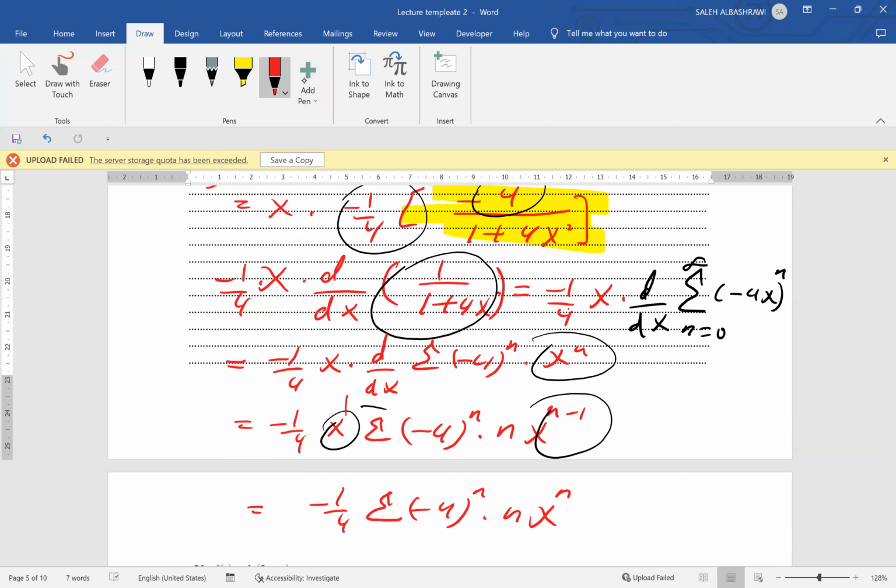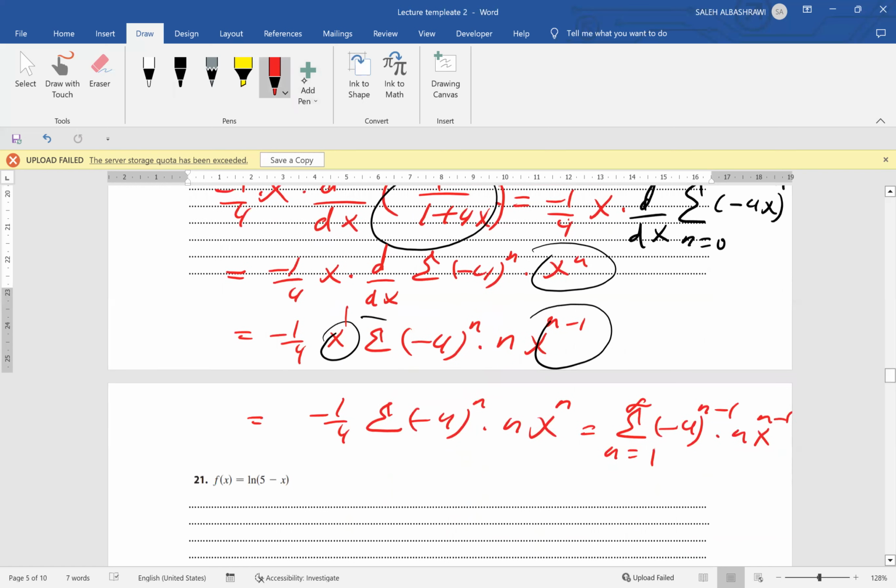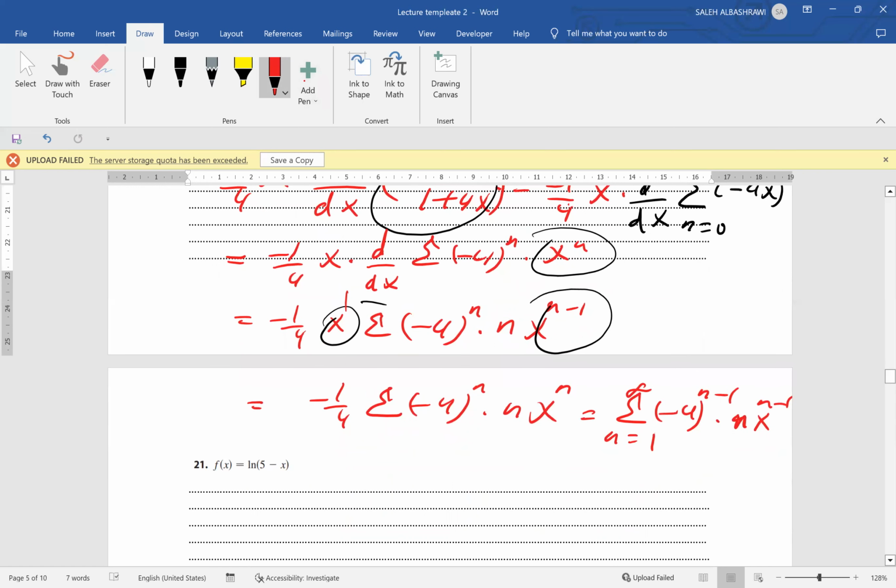We add the powers together, I will have x to the power n, or I can write it as minus 4 to the power n minus 1 times n times x to the power n minus 1, where n starts from 1 to infinity. So this is the power series representation for the given function. We apply the derivative of the power series, or of the function, to write the representation for the given function. And to find the radius of convergence, we can apply the ratio test.